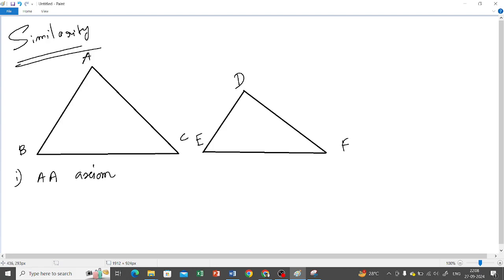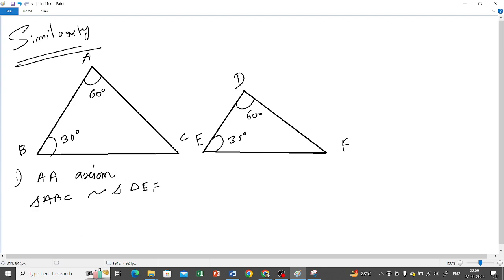Say for example this angle is given as 60 degrees, and this angle is given as 30 degrees. I can see that two angles are equal in the two triangles, yes or no? Yes, sir. Two angles are equal in these two triangles. Therefore I can say that triangle ABC is similar to triangle DEF. This is the symbol for similarity.